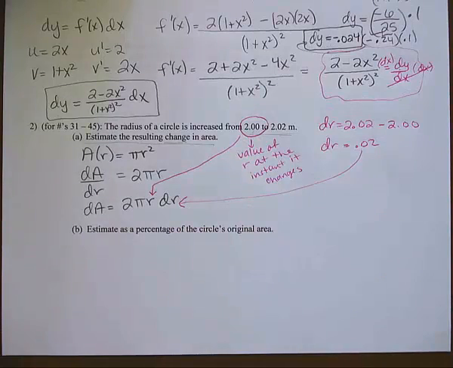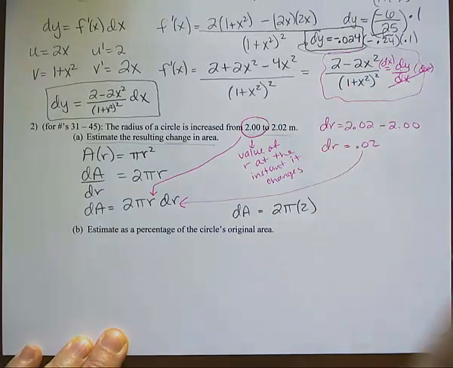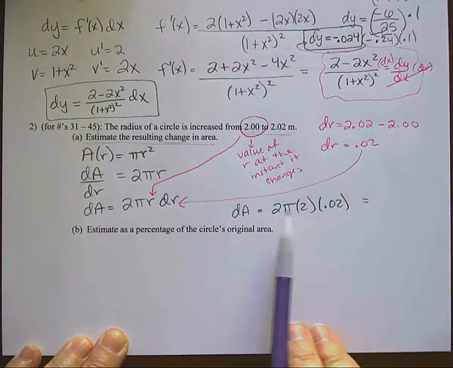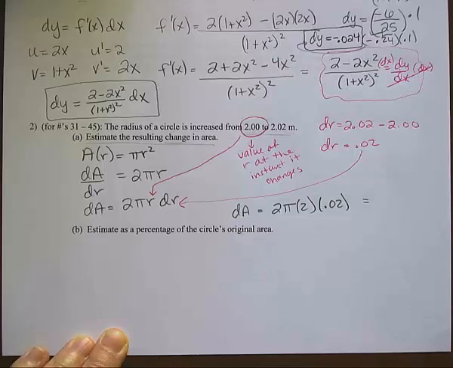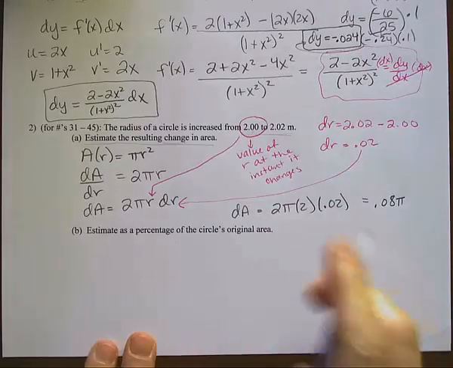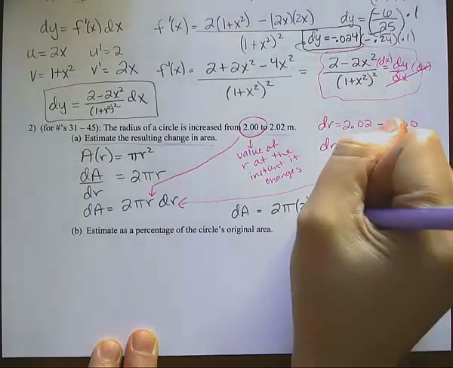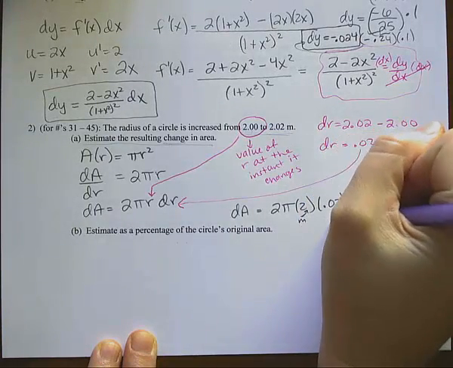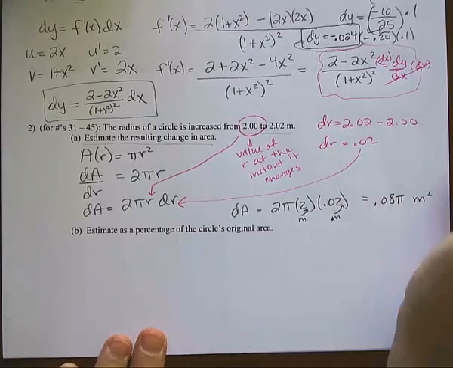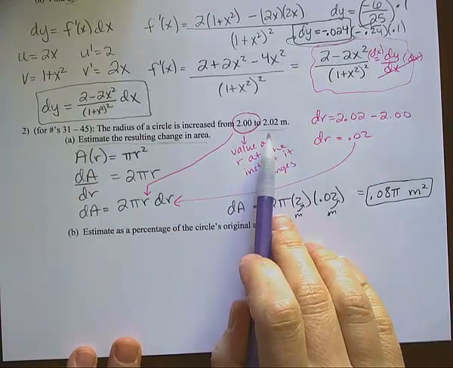And so I can find now my resulting change in area, my dA, would just be 2 pi times 2 times 0.02. And so this would be 4 times 0.02, which would be 0.08 pi. And since the radius was measured in meters, and this is the area, it would be meters squared. Because right here, that's 2 meters, and right here is 0.02 meters. So meters times meters, we get meters squared. And that's how much the area changed when the radius changed by 0.02 meters.